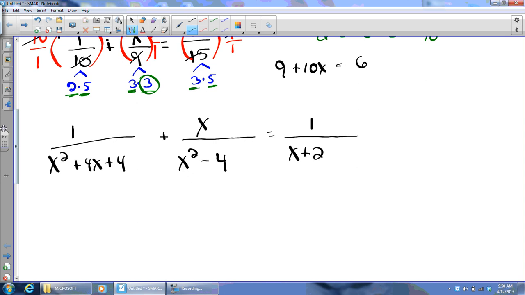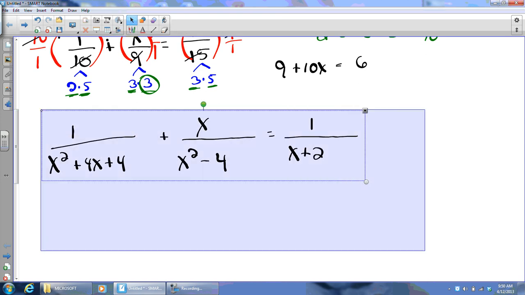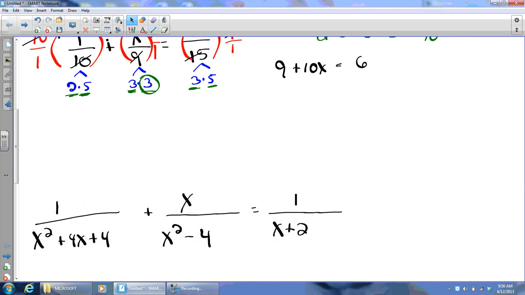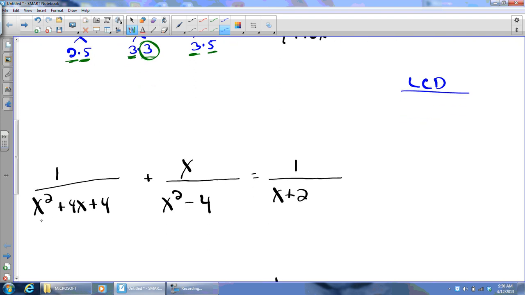Okay, how does it work on a problem like this? Well, very much the same way. Oh, good, it's all one thing. Let me slide it down. First thing I'm going to do is go looking for my LCD. Well, in order to do that, I need to do the prime factorization. Well, I'm going to factor. This will factor like that.